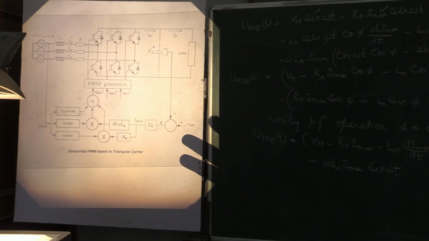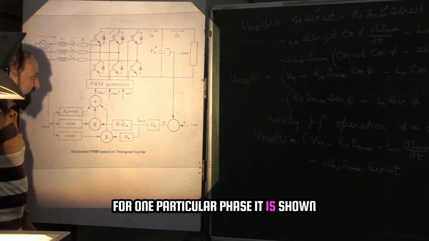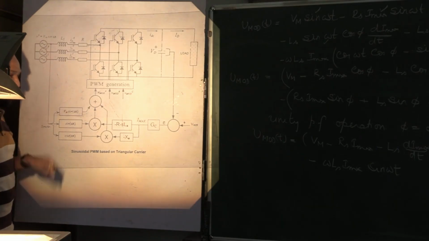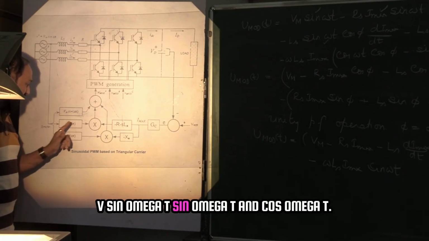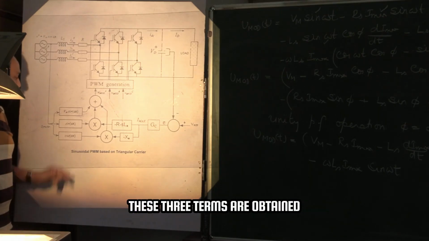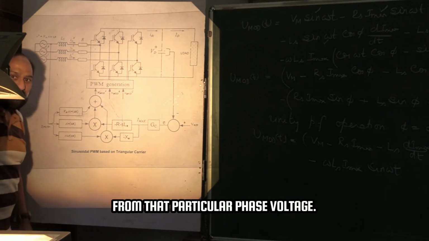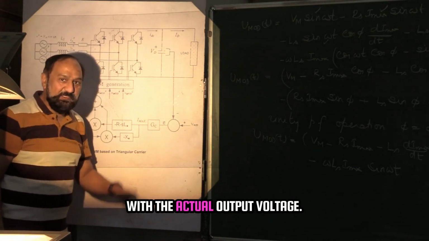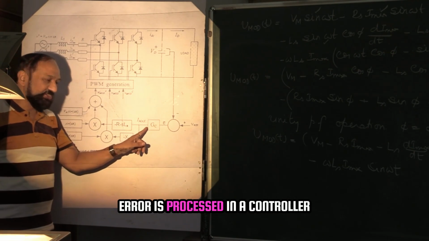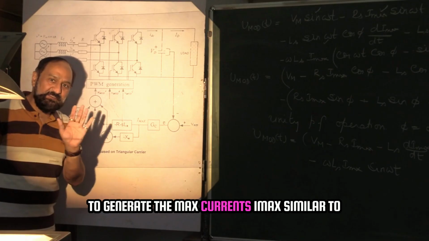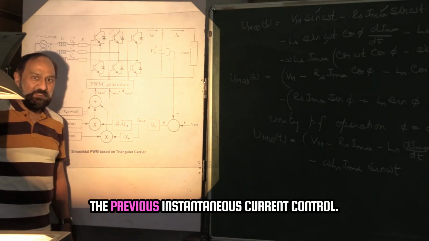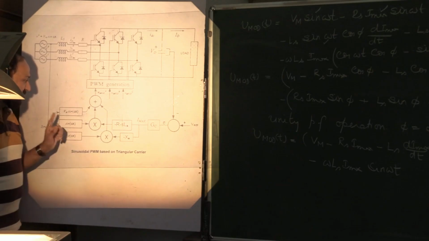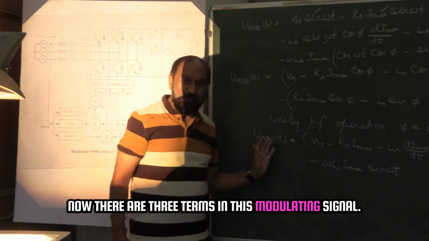you can see this one. For one particular phase it is shown. The source voltage is sensed of that particular phase. Vm sin omega t and cos omega t, these three terms are obtained from that particular phase voltage. The reference voltage is compared with the actual output voltage. Error is processed in a controller to generate the max current I max, similar to the previous instantaneous current control.